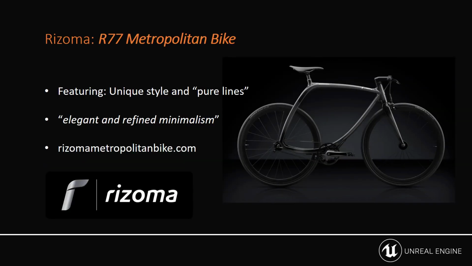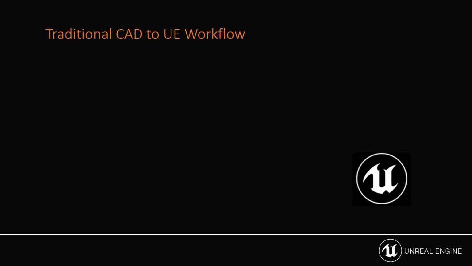So I want to give a little shout out over here to the fine folks over at Rizoma. We're specifically using data that they've provided to us, their awesome design. I mean, this design is very sleek. Very impressive bicycle. This is the R77 Metropolitan bike. As they like to say, this is featuring unique style and pure lines, and it is elegant and refined minimalism. So you can go on over to their website there, rizomametropolitanbike.com, and take a look at the awesome product offering that they have there.